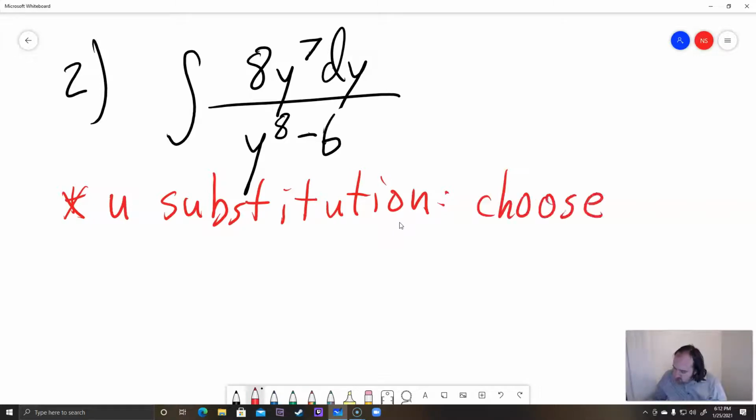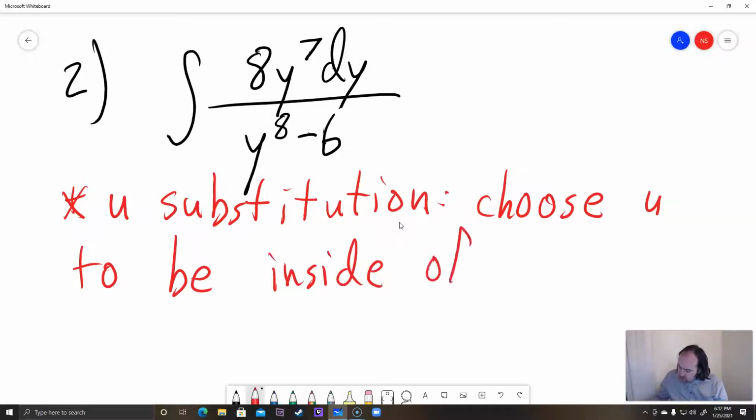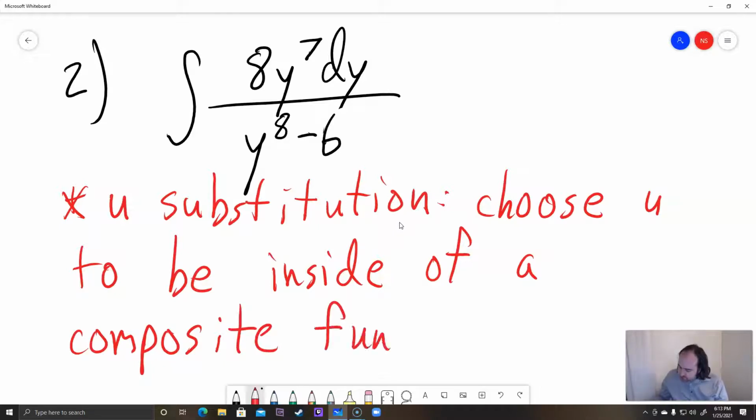Okay, so choose u to be the inside of a composite function. And remember, a composite function is a function within another function. And that's generally the strategy you use for u substitution. So like here, the composite function is actually going to be 1 over y to the 8 minus 6. So the inside of that composite function is going to be y to the 8 minus 6. Okay, so here, y to the 8 minus 6 is actually going to be our u.